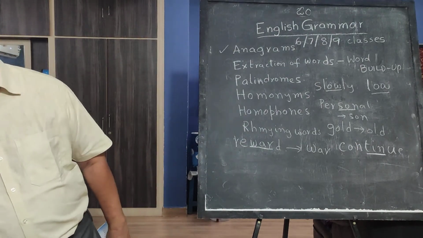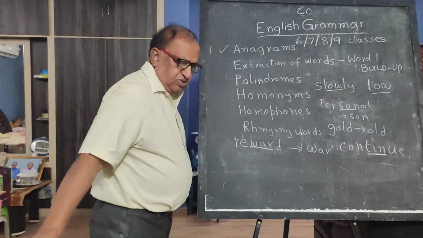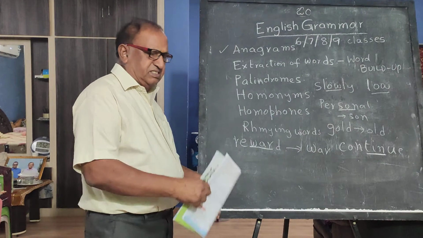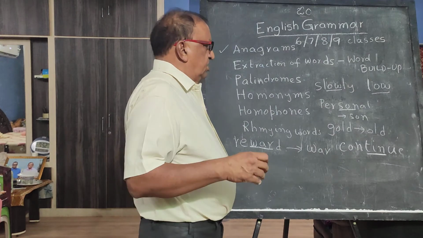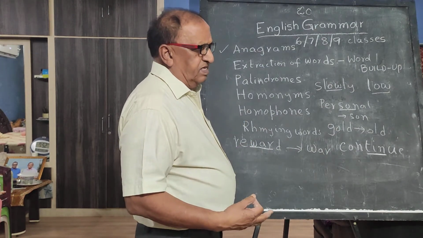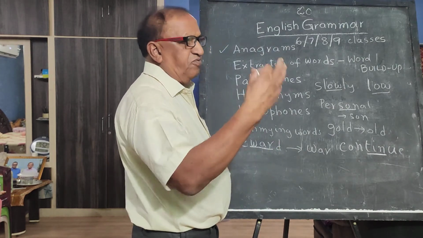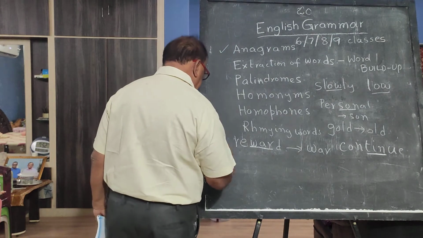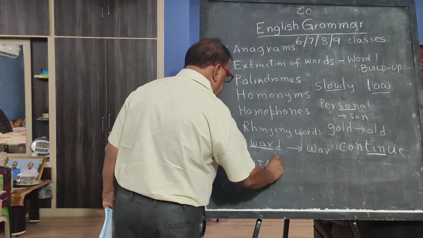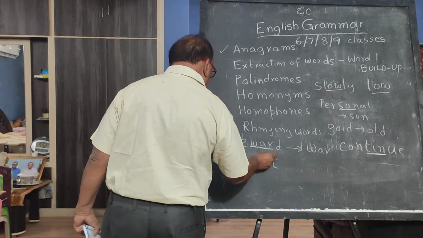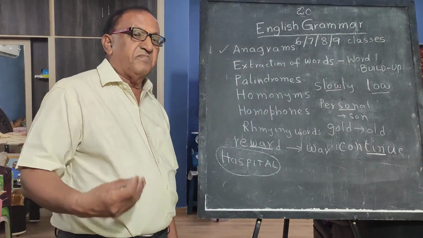Then the next one is very familiar to Srujana Vidyalaya students. We always used to conduct some contests. We give a word, and from that word you can use the letters as many times as you want and prepare a list of words. For example, let me take this. Hospital, H-O-S-P-I-T-A-L. Using the letters only in this word, you have to come up with a number of words.